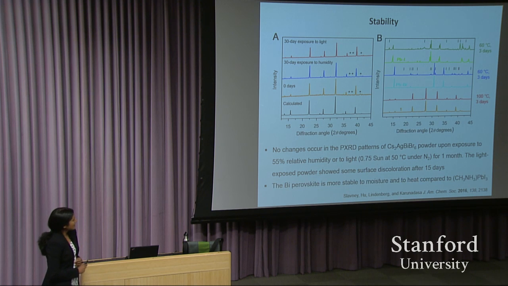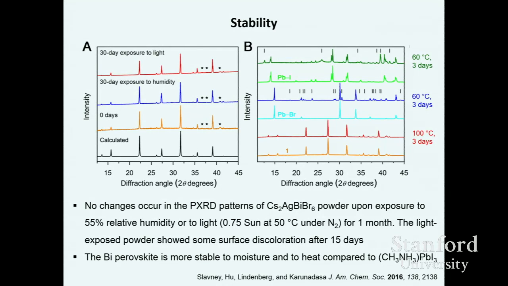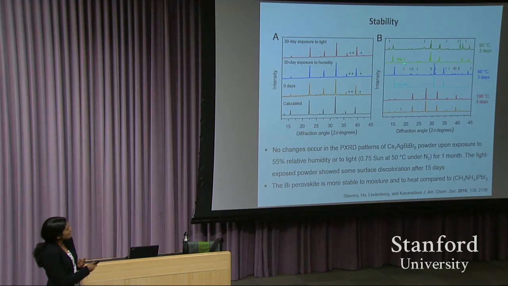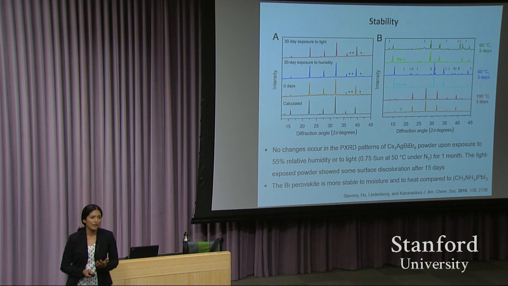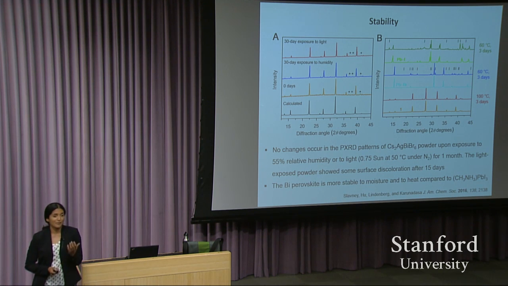And we also looked at heat. It's rather surprising that the lead halide hybrid perovskites are extremely unstable to heat. So even if we heat the material at 60 degrees for 3 days in air, the material decomposes. This is the lead iodide perovskite. This in blue is the lead bromide perovskite. All these peaks correspond to the lead halides, PbBr2, PbI2. So 60 degrees is not very hot.